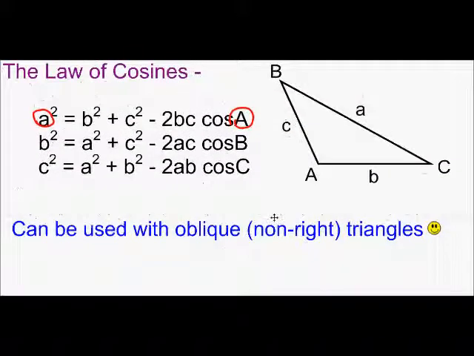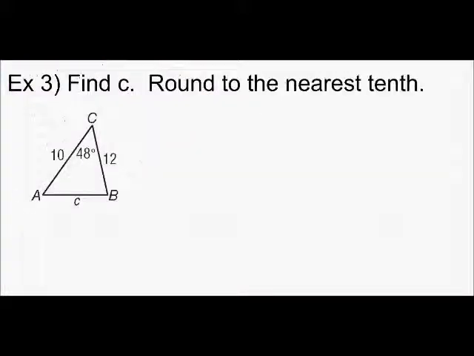Okay, and again, this can be used with oblique triangles. Okay, example 3, find c and round to the nearest tenth. So we're looking for little c.